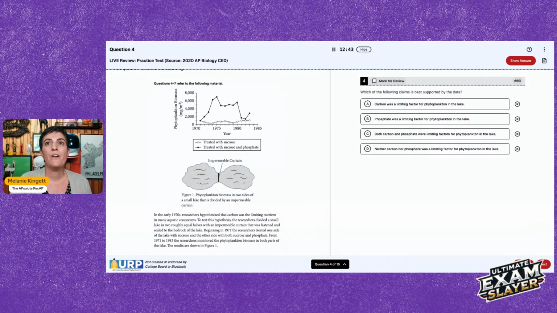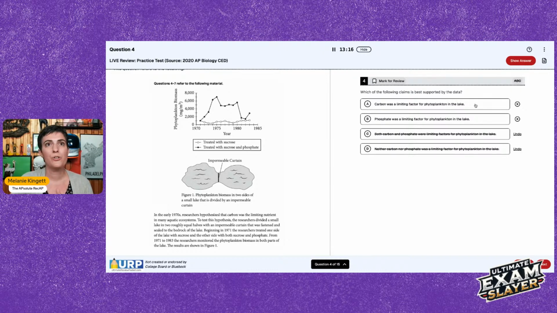All right. Which of the following claims is best supported by the data? The options are: carbon was a limiting factor, phosphate, both carbon and phosphate, or neither. The carbon is in the sucrose. That is Unit 1 level information that you would have to know to answer this question. So it can't be C or D, and I know that because of the shape of my graph. We're not both going up, we're not both going down, so that can't be possible.